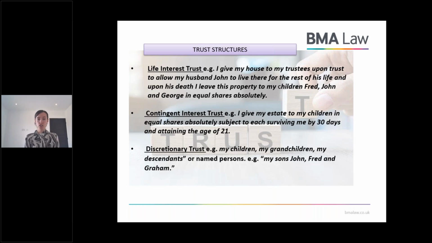Turning to contingent interest trust. So a contingent interest trust is where the beneficiary is only entitled to the benefit from the asset at a particular time or when a specific event happens. For example, I give my estate to my children in equal shares absolutely, subject to each surviving me by 30 days and attaining the age of 21. So that's a condition there that we're saying these children cannot inherit until they attain 21.